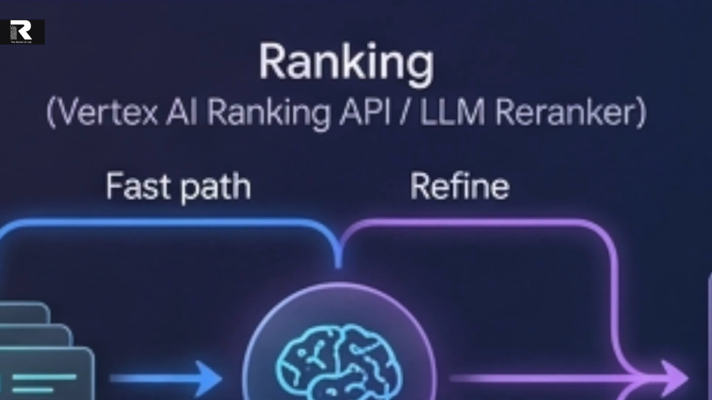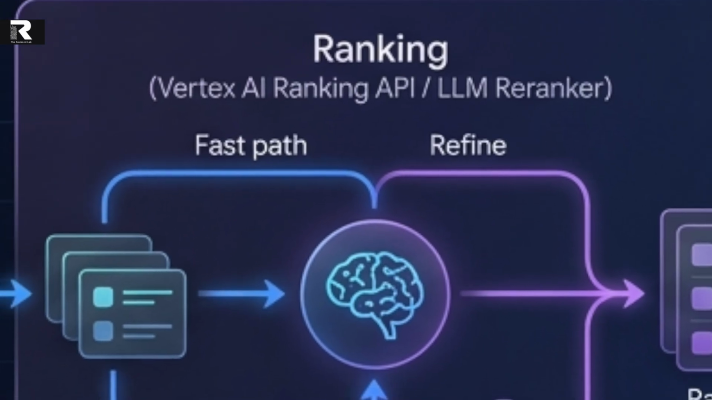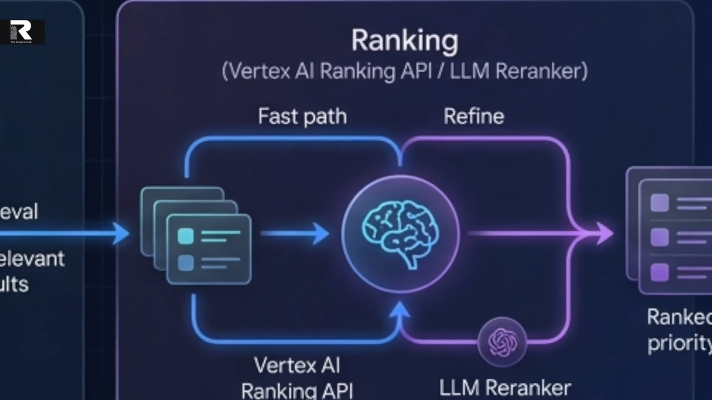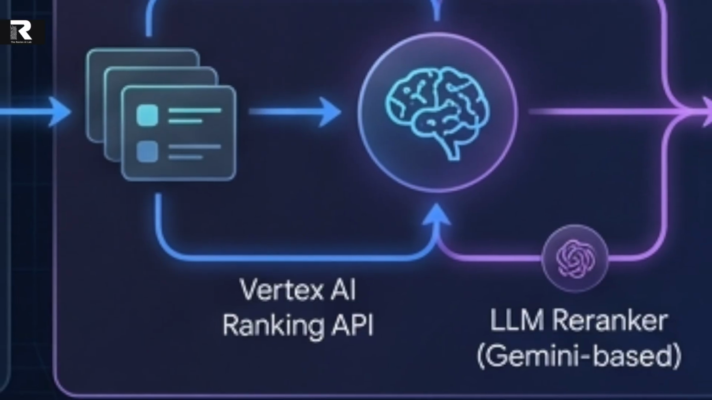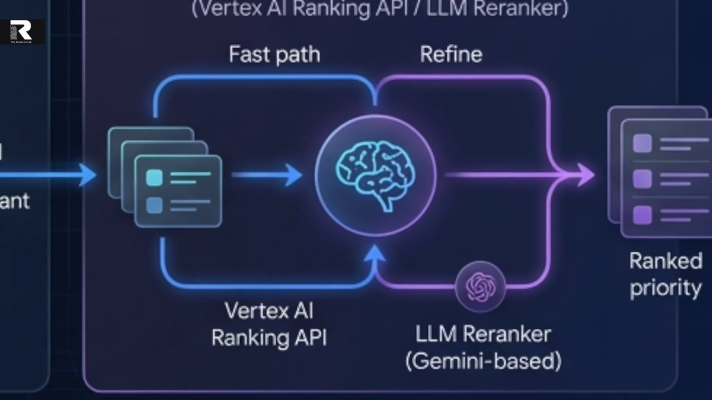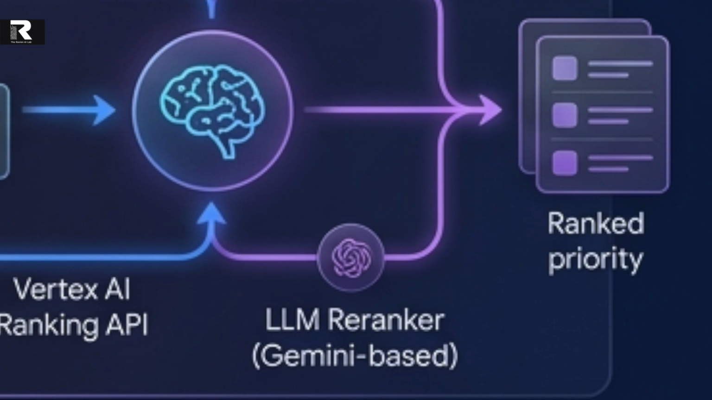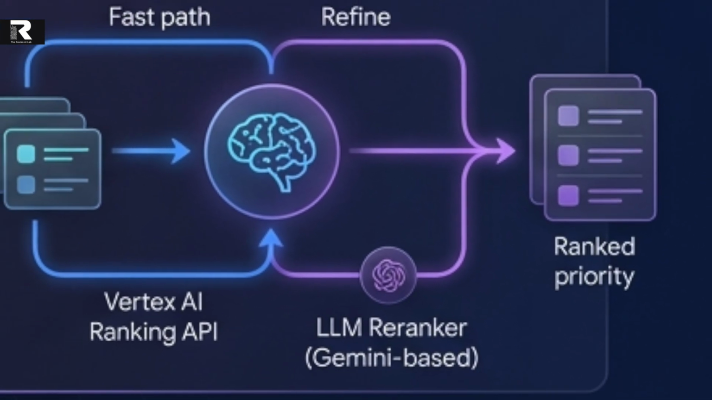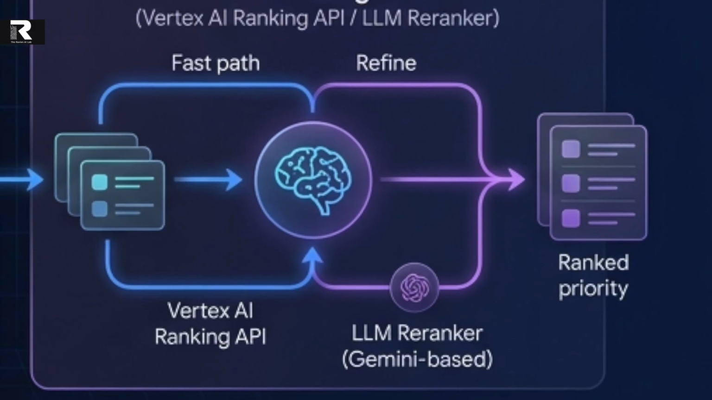2. Neural ranking, the relevance layer. Semantic retrieval alone can return contextually similar results that aren't always the most relevant. To address this, the system applies a ranking step. Vertex AI Ranking API, stateless ranking layer, optimized for fast scoring at scale, best suited for low-latency production workloads. LLM Re-Ranker, Gemini-based, uses LLM reasoning to evaluate context deeply. Higher latency but stronger semantic understanding, best for complex, ambiguous, or multi-step queries.